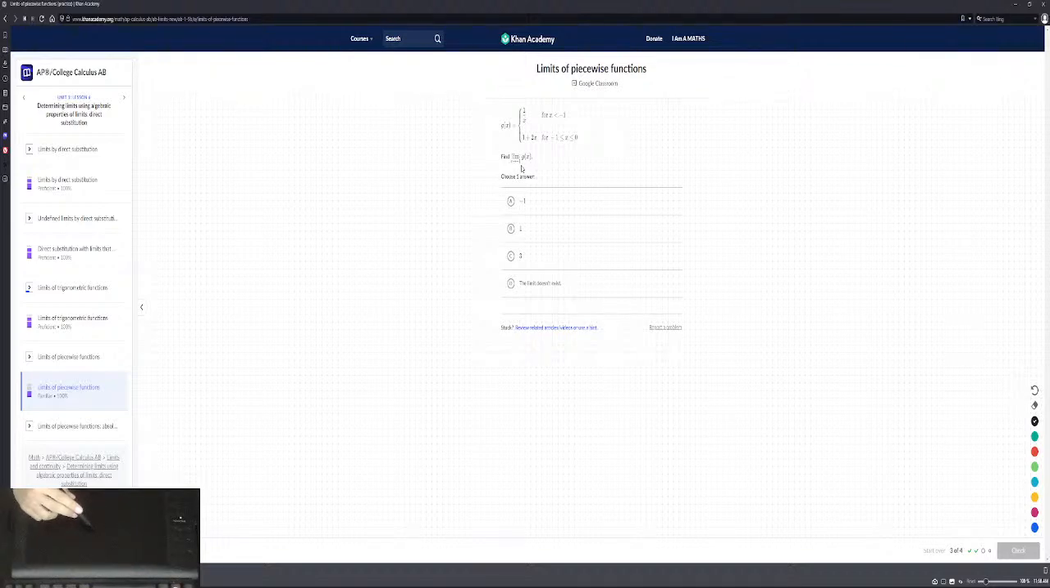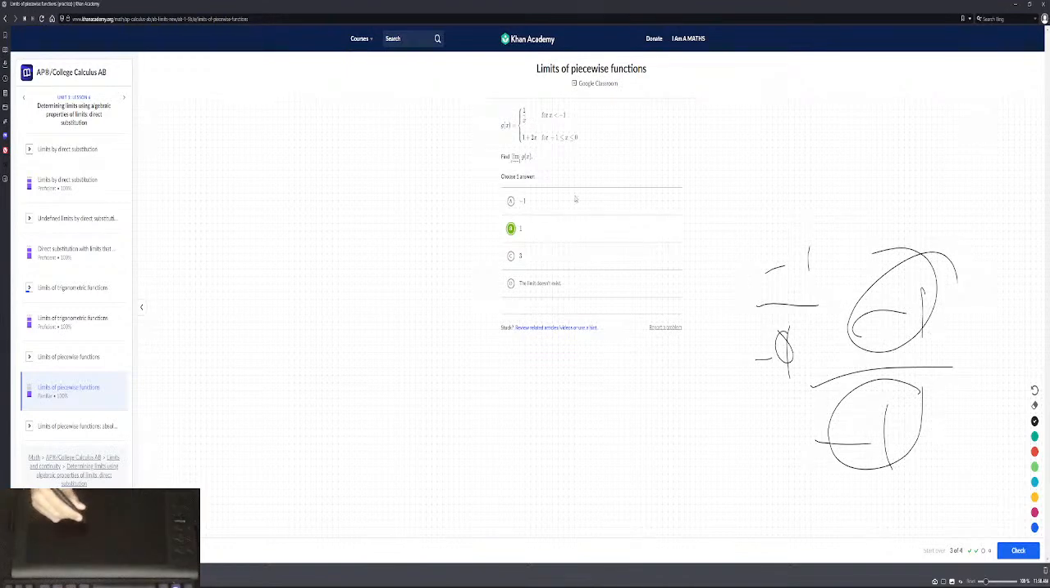X approaches -1. This one approaches it from the negative direction. This one approaches it from the positive direction. These two have to be equal to each other. 0, -1. Wait, no. It would be -1 over -1. It would be 1. Wait, no. It would be -1. So both of these are equal to -1. So it would be -1.